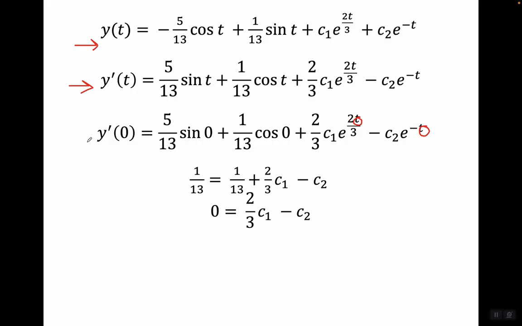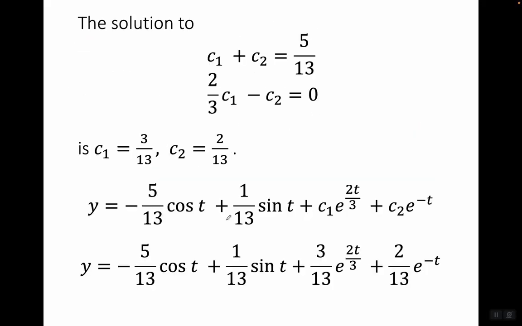Okay, so we know what y prime of 0 is, that's 1/13. The right side is 1/13 plus 2/3 times c1 minus c2. That's going to be 1/13 over here. That's where that comes from. So when we cancel the 1/13, we end up with 0 equals 2/3 c1 minus c2.